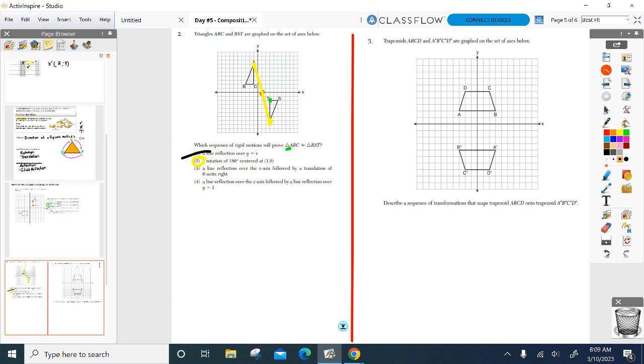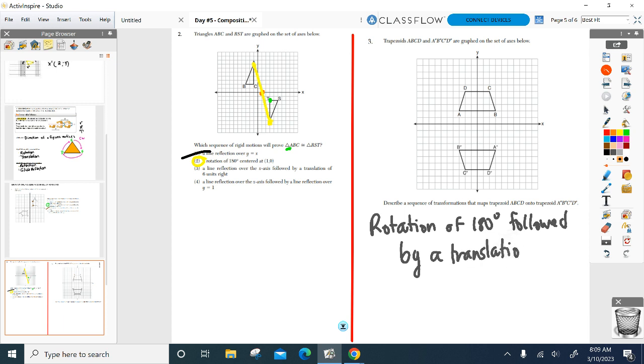Anybody want to throw theirs out? Confident, Nate Dog? Okay, go ahead. Rotation 180. Is that the first thing you're doing? Yeah. Okay, so rotation. And notice I like how he gave me a degree measure. Just don't leave it as rotation. Rotation of 180 degrees, followed by, because just that alone won't cut it, then where you got to go? A translation down 2. Yeah, that's what I had on mine. Great minds think alike. Anybody else got another one they want?